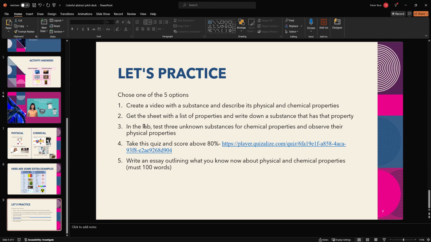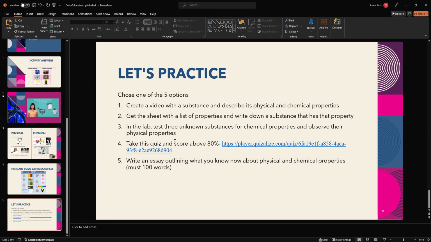The other option, you can go to the lab. There are 3 unknown substances. You will not know what they are until you're done. And you need to write down and test for some of their chemical properties, which the procedure is in the back in the lab. And you need to observe their physical properties. Okay, we're going to focus on the sense properties for their physical properties. So all you need to write down is what you see, what you smell. We're not going to taste them. We don't ever taste anything in the lab, and how it feels.